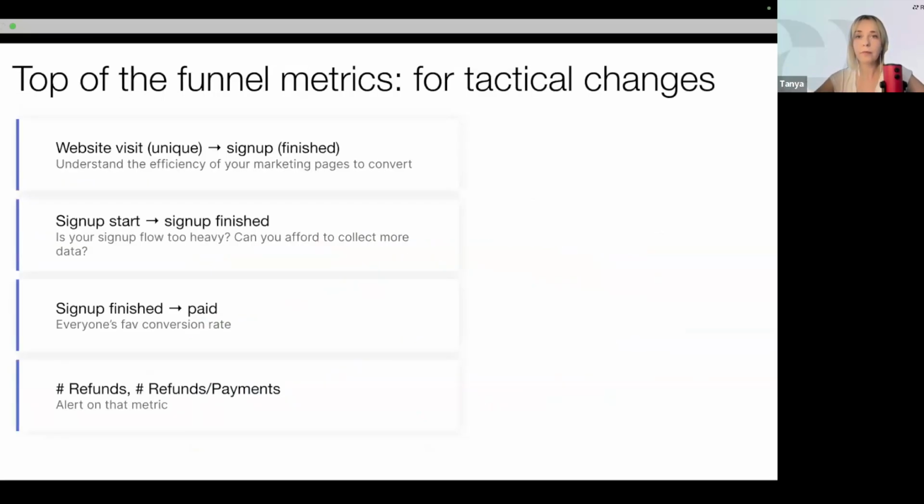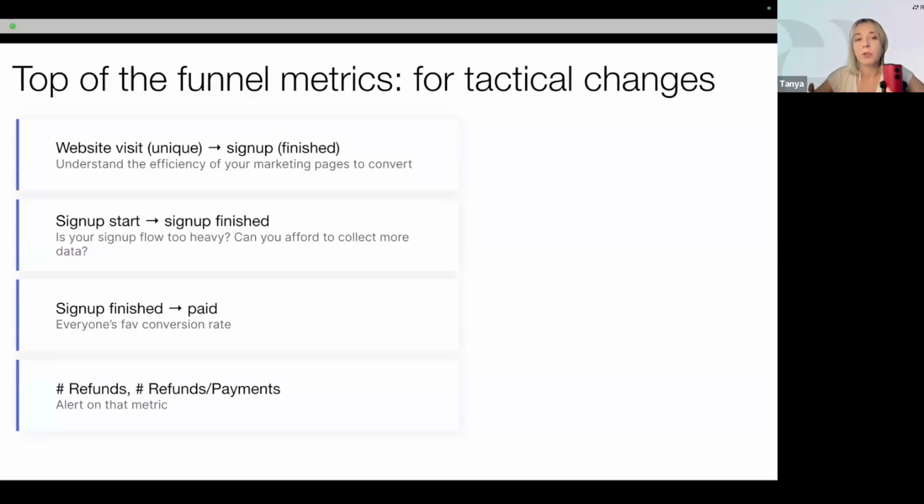Okay. There are other metrics on the top of the funnel that are nice for tactical changes, but maybe not for a long time. There are conversion optimizations that you can perform on the website, for example, to grow your rate from website visit to sign up. Usually you have some marketing people doing that. It's a nice metric, the conversion rate from website visit to sign up. It can be worked with, but not hugely.